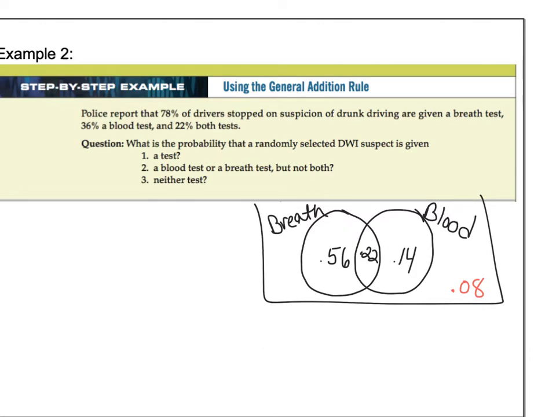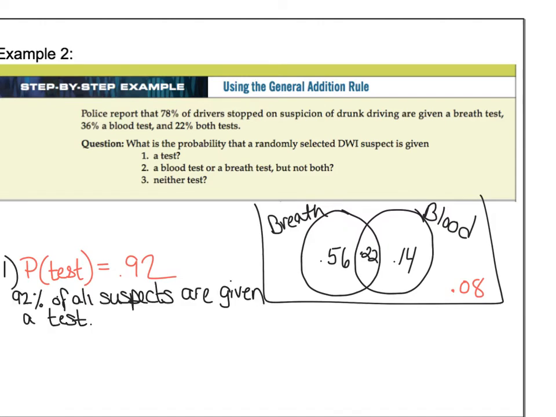Okay, so number 1, what's the probability that a randomly selected DWI suspect is given a test? Well, I think we just answered that. Probability of a test was 0.92. It was all 3 of these values added together. Okay, wouldn't hurt to put that into a sentence. 92% of all suspects are given a test.